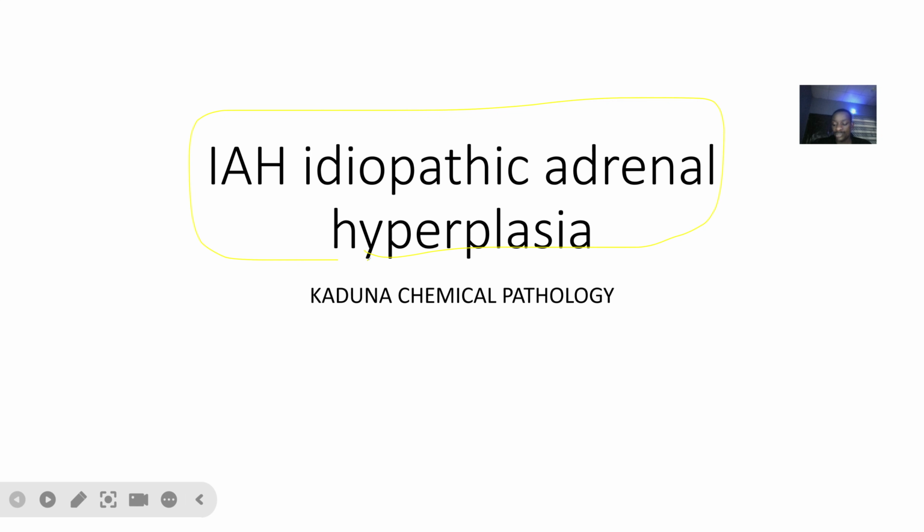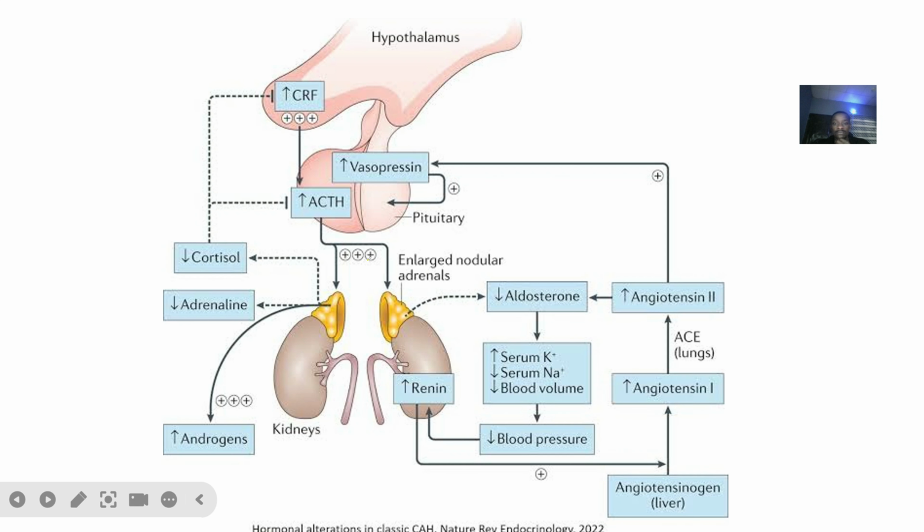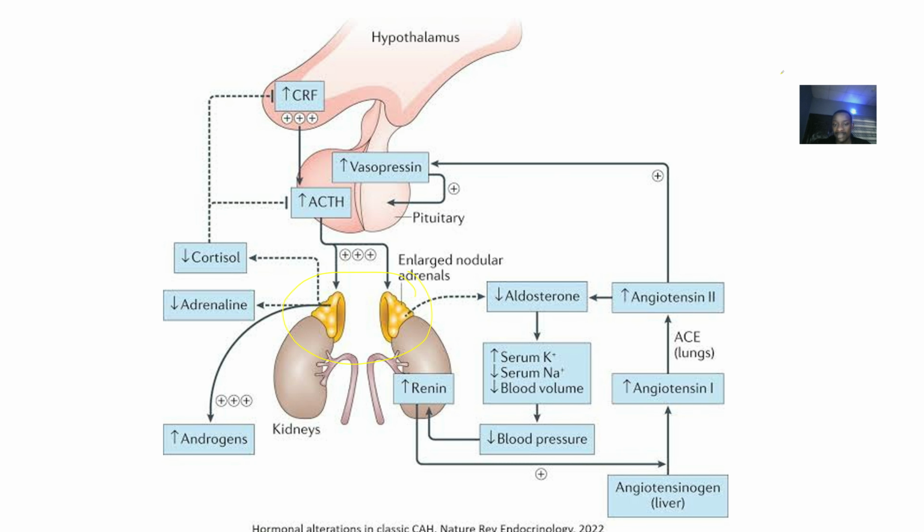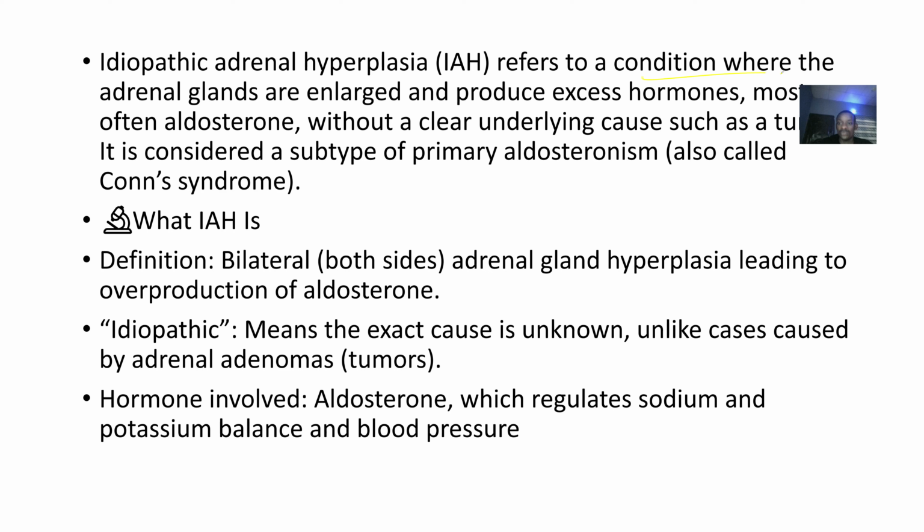Idiopathic adrenal hyperplasia. Okay, so this is where your adrenal glands are, right there on the kidney. They are just like the caps of the kidney. So you should know that it refers to a condition where the adrenal glands are so large. Because they are large, their tissues are also multiplied, so their roles are exaggerated. The hormones they should produce are being produced in excess.